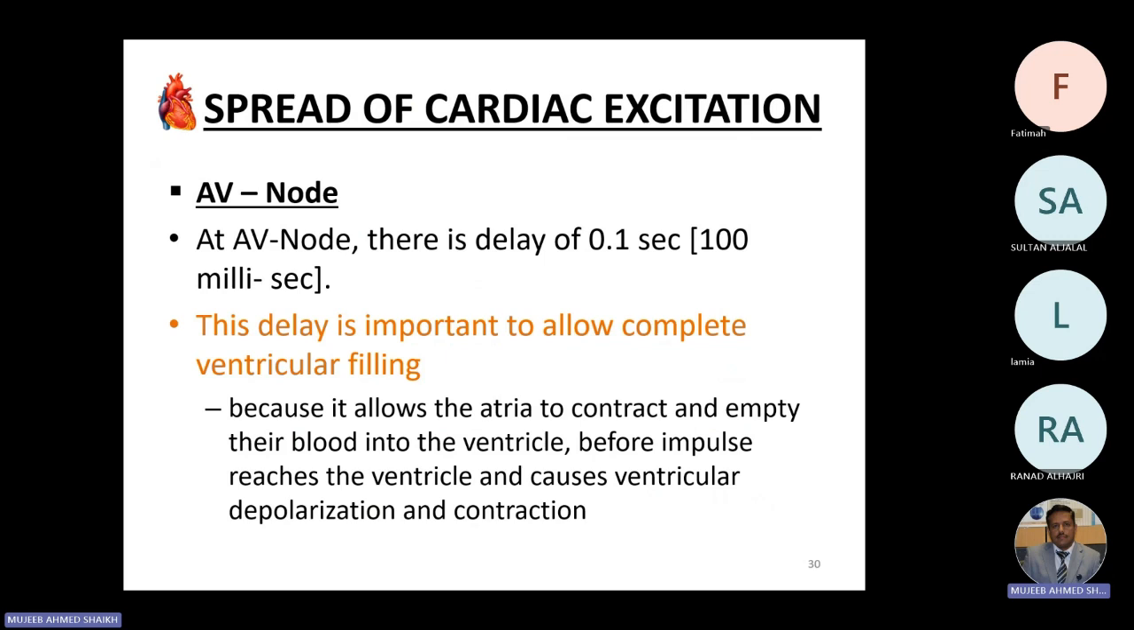So the same point I was describing here, that there is an AV nodal delay of about 0.1 second. That means 100 milliseconds. This delay is important to allow complete ventricular filling, and the ventricles will contract after the atrium. Okay. Otherwise, what will happen if both of them depolarize together, without any delay? Then there will be no filling of the ventricle and blood will not move anywhere.